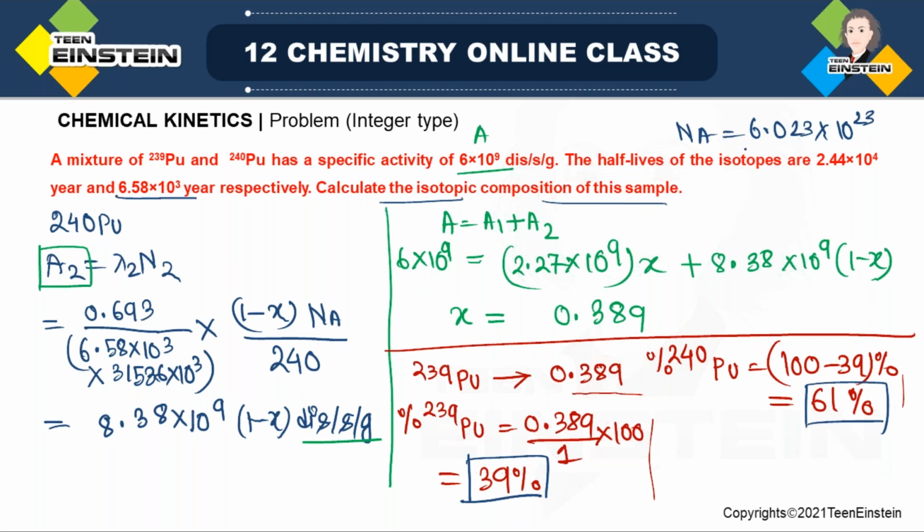So if it is asking what is the ratio, then the ratio will be 39 divided by 61. Okay, but here it is asking isotopic composition, so that's why we have expressed it in percentage. Is there any doubt? Should I repeat? Because the calculations are very elaborate.